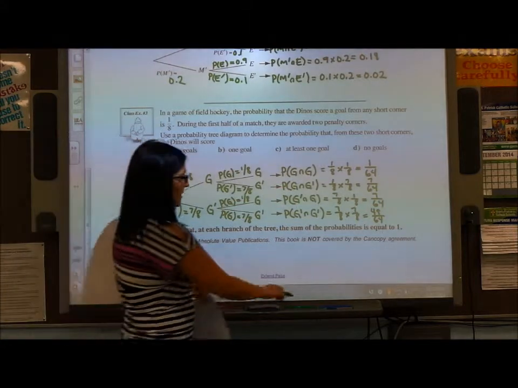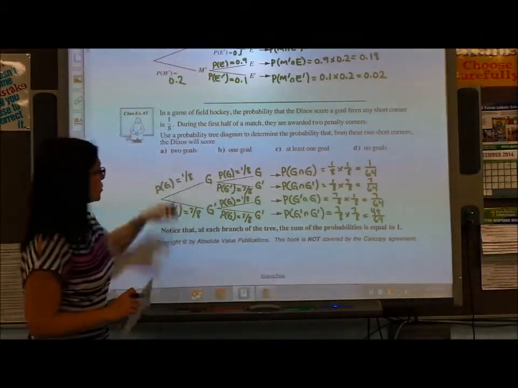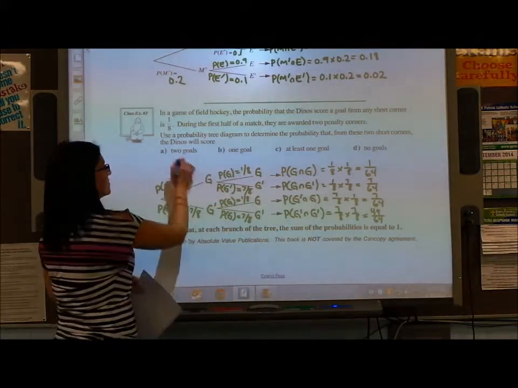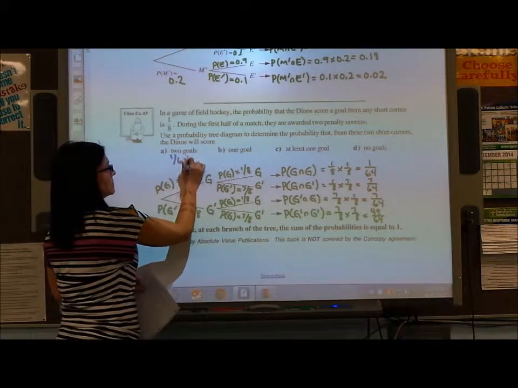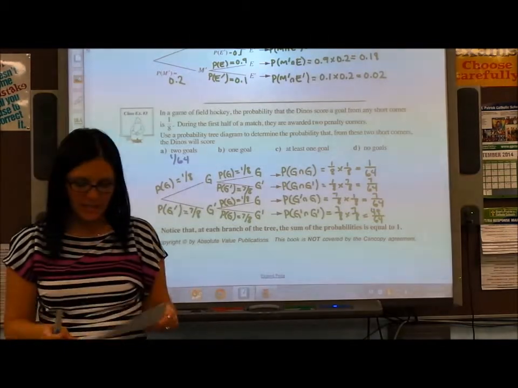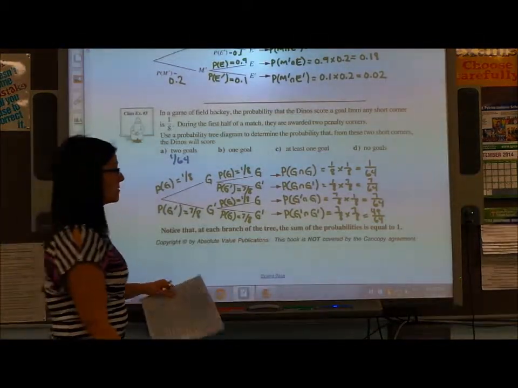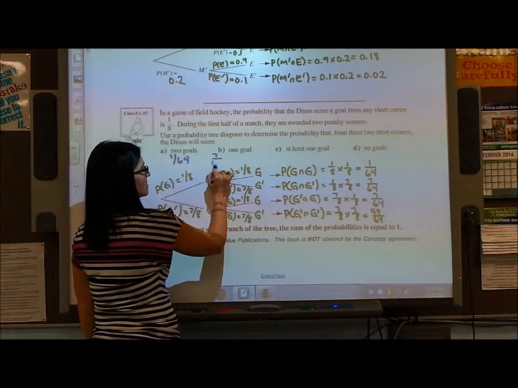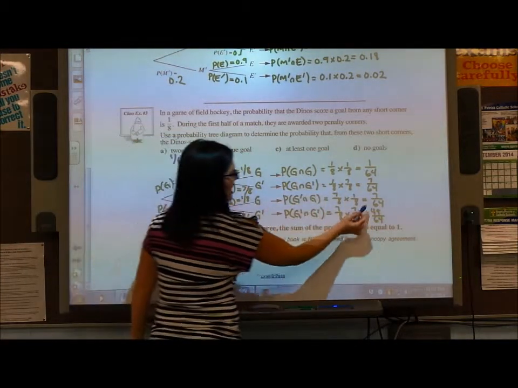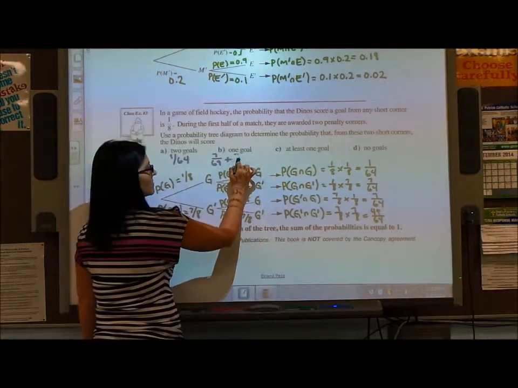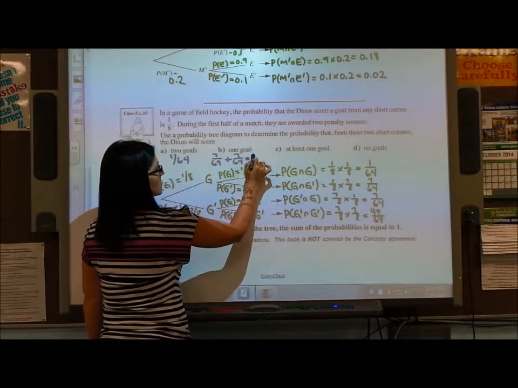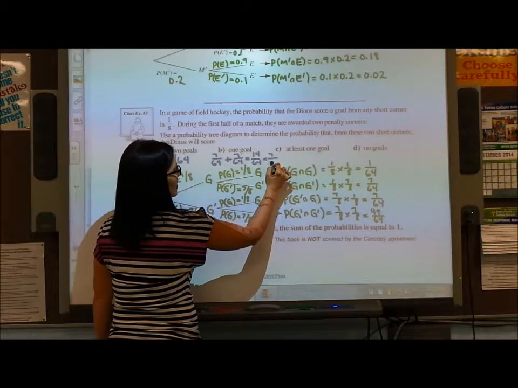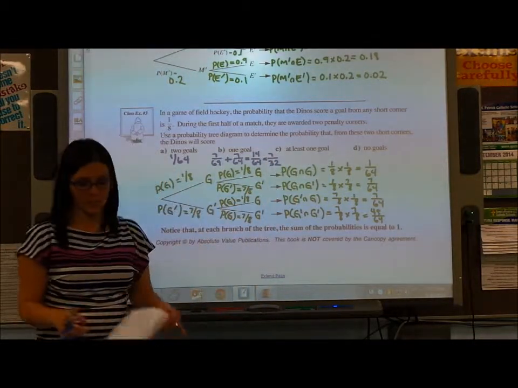So the probability that the Dinos score two goals is right here, 1/64. The probability that they score one goal is 7/64 here, and another 7/64 here. So that's 14/64, or 7 out of 32.